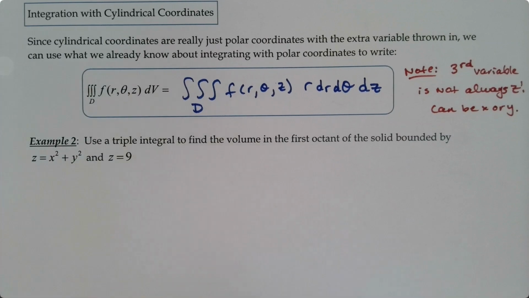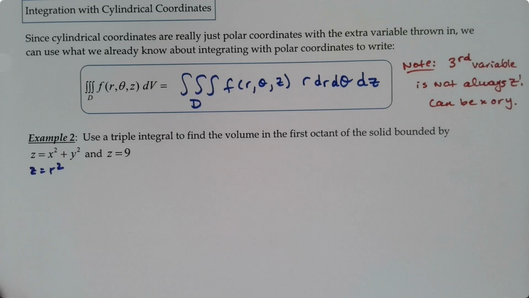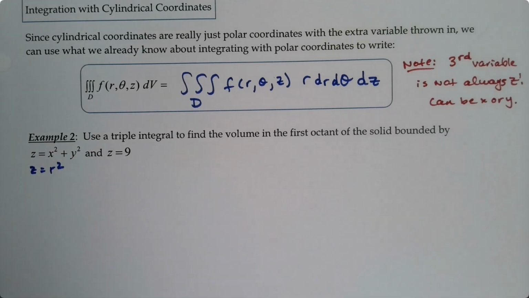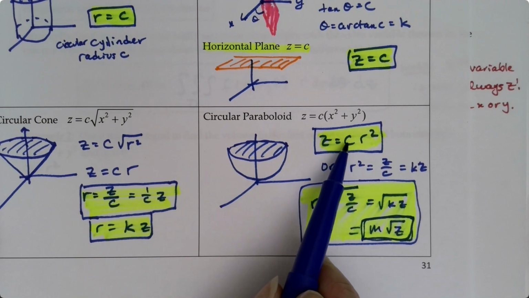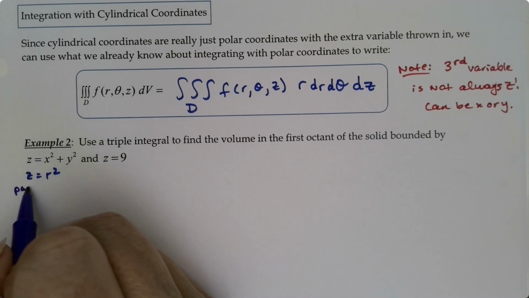All right, so we're going to use a triple integral to find the volume in the first octant only of the solid bounded by z equals x squared plus y squared and z equals 9. Okay, so this is actually z equals r squared. And that's a constant times an r squared, which if we go back a page, we know that's a circular paraboloid, right? z equals c r squared. So that's what this is. So this is a paraboloid, circular one at that.